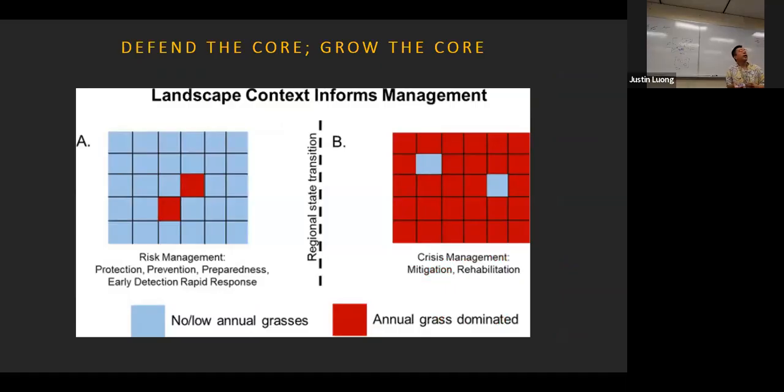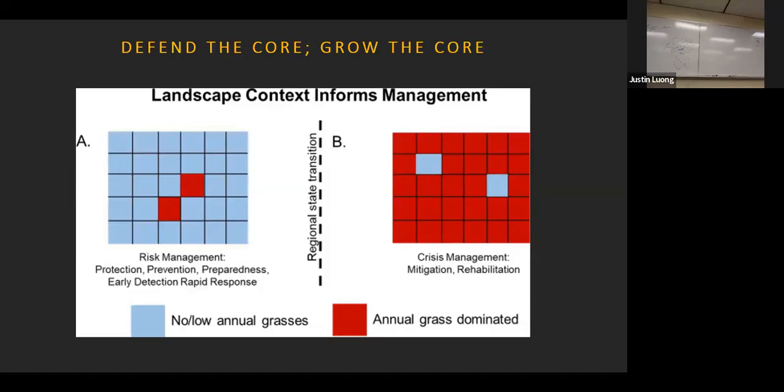So this is also why we have this type of concept in ecological management, especially in rangelands, about defending and growing the core. Because oftentimes the core is what you want to protect. And so in this case, you might think about invasive species or likely invasive species. And so you can see that we have a habitat that has low annual grass cover. Let's just say that's native grass cover or whatever, native habitat. And the interior of that, you can see that there's now starting to be invasion.